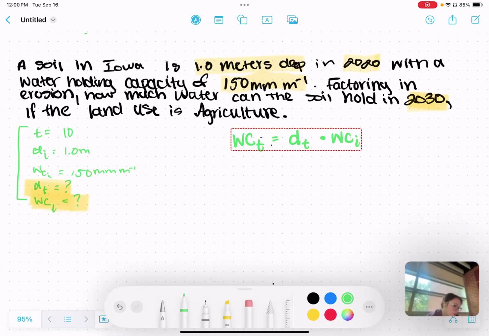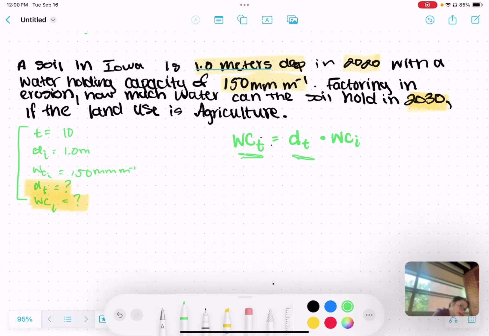So what we don't know is the final answer, and we don't know what dt is, so the depth at 10 years, so at 2030. So we need to find dt first to be able to solve this equation. And the great news is we already have pretty good insight on what that is from part A.